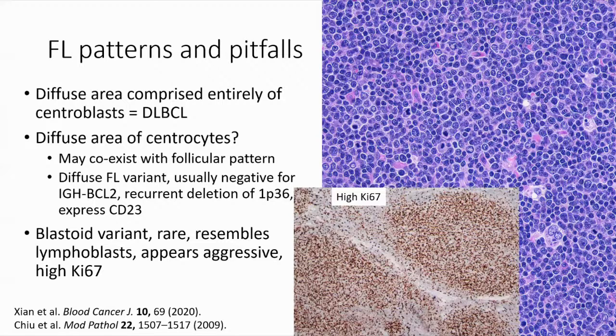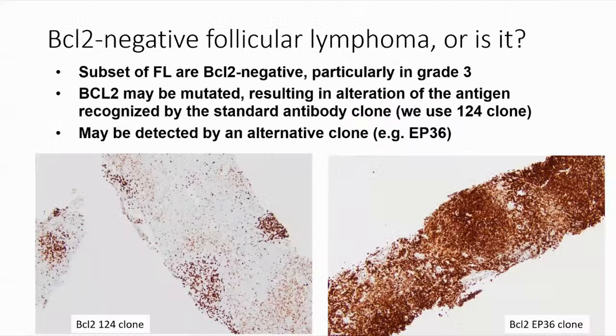BCL2, that is more common, for example, in grade 3 disease. Others aren't really negative, but in addition to a translocation, the BCL2 has undergone additional mutation, and it'll actually mutate at the site where the antibody normally binds. And so they'll appear negative by one antibody clone, but then you can detect it by a different antibody clone.